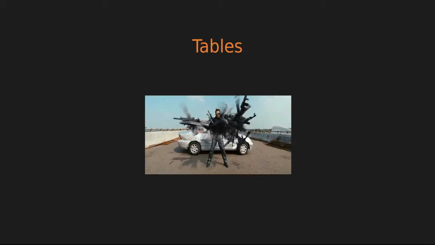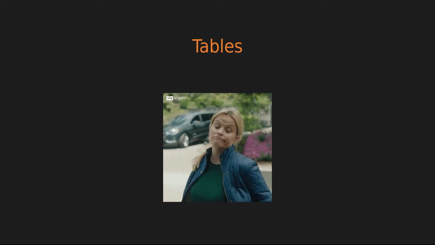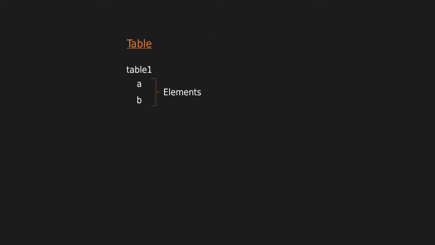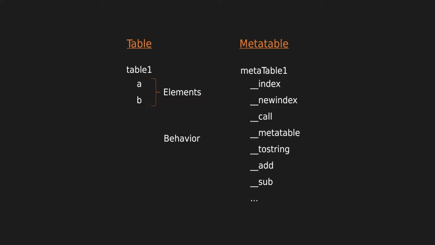But tables are more powerful than they seem, and we have some control over the behavior of tables in Lua. This is where it gets interesting. To define a behavior for a table, we again use a table, because it is the only data structure we have in Lua. A table that defines the behavior of another table is called a metatable. So for table1, we would have metatable1. Any table can have a metatable. Metatables have predefined fields that we can modify to achieve custom behaviors. Some examples are __index, __newindex, __call, and so on.